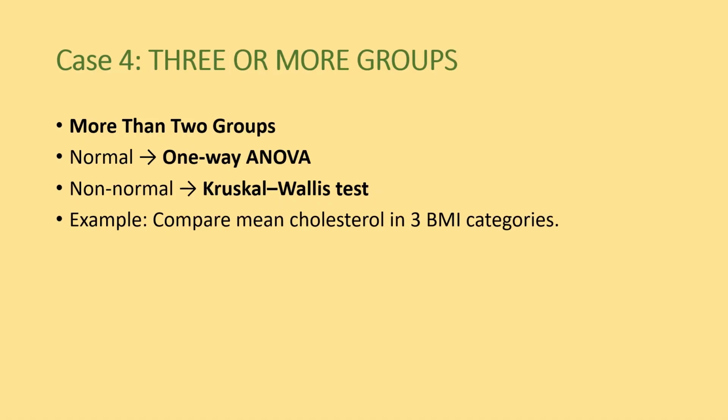Case 4, 3 or more groups. For more than 2 groups, if data follow the normal distribution, use one-way ANOVA, or if data does not follow the normal distribution, use the Kruskal-Wallis test. For example, comparing mean cholesterol in 3 BMI categories.